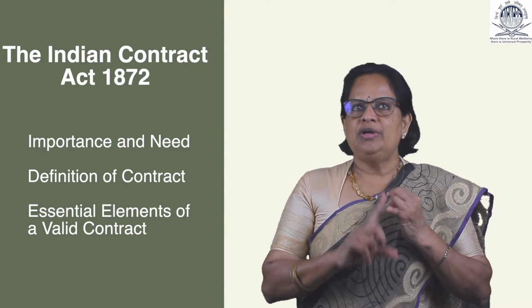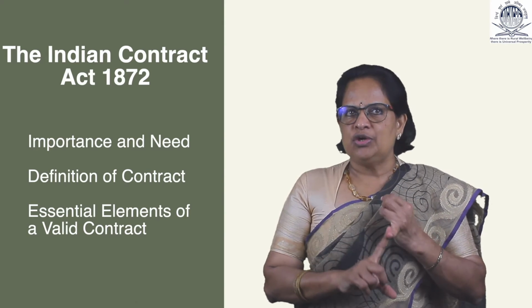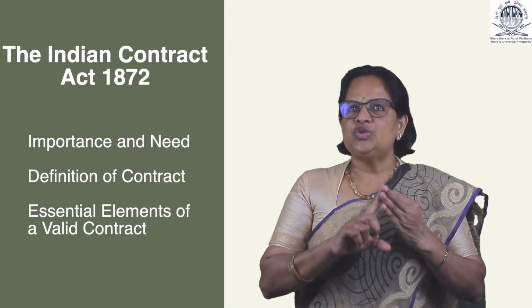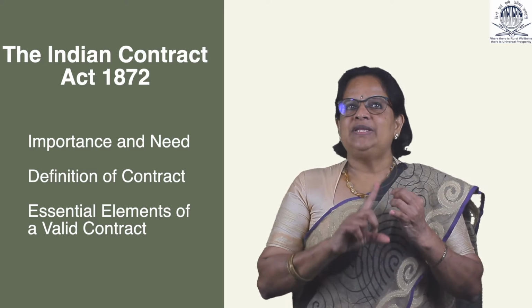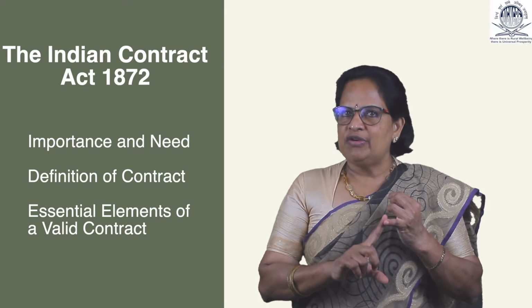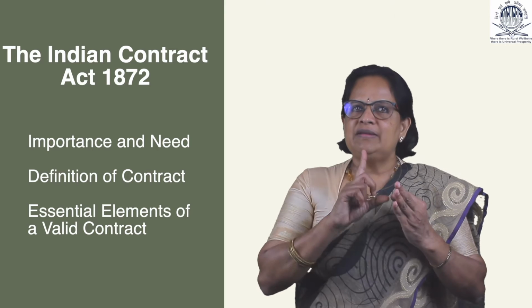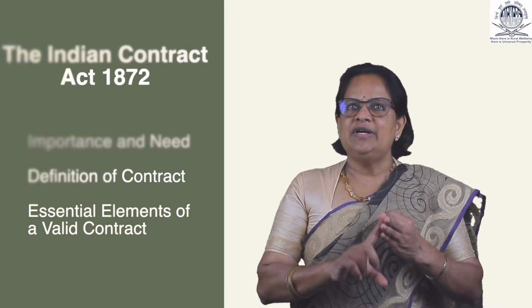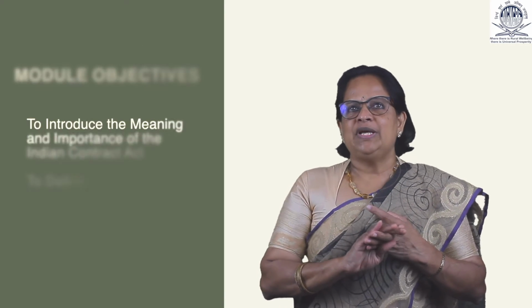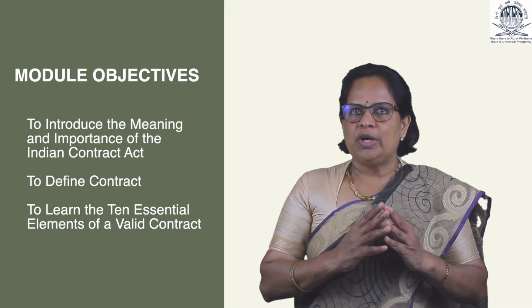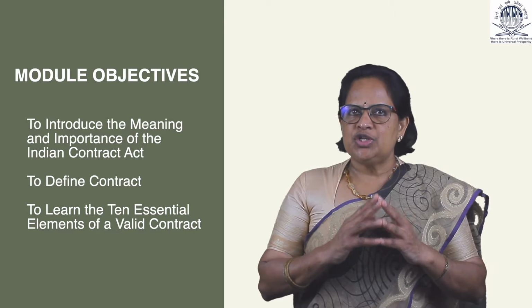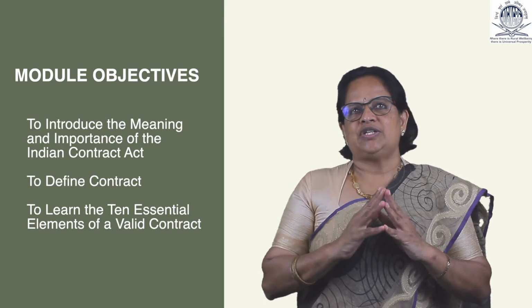The first module will look at the introduction to law, business law, and sources of business law. The second module will cover the 10 essential elements of a valid contract. And the third and the last module will cover the types of contracts. This lesson, which is module 2 of chapter 1, will give an introduction to the Indian Contract Act.